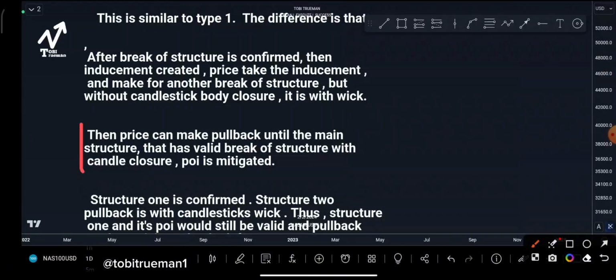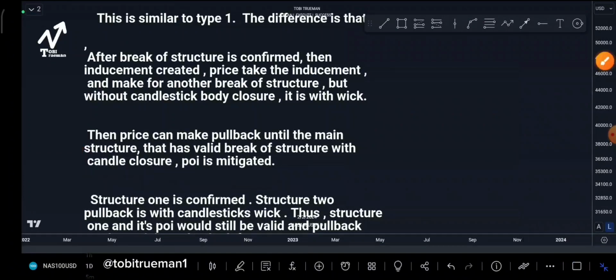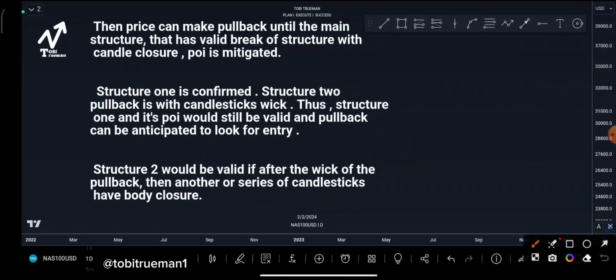Then price makes a pullback until the main structure that has a valid break of structure with candlestick closure, and its POI is mitigated. It may be confusing, but hopefully as we continue in this particular video, you will understand it. So we'll call the first break of structure, structure 1. When structure 1 is confirmed, then the structure 2 pullback is with a candlestick wick. Thus, structure 1 and its POI will still be valid, and a pullback can be anticipated to look for entry. Structure 2 will be valid if after this wick of the pullback, another series of candlesticks have body closure.